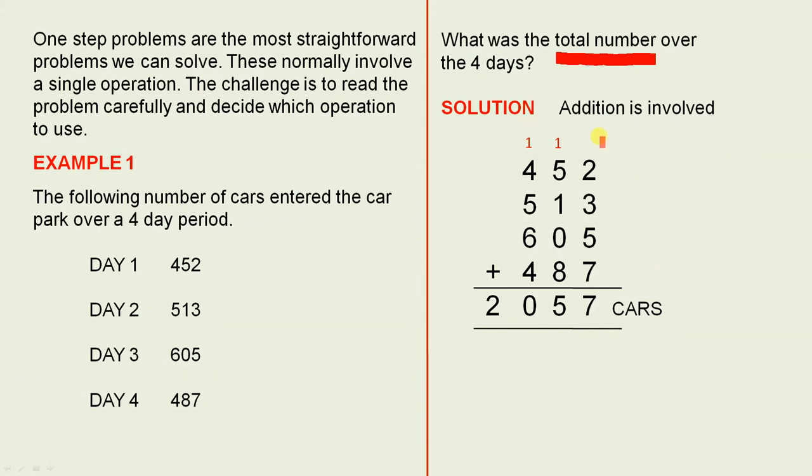So remember from previous videos, that's the ones column, the tens column and the hundreds column, and these numbers here indicate the trading.